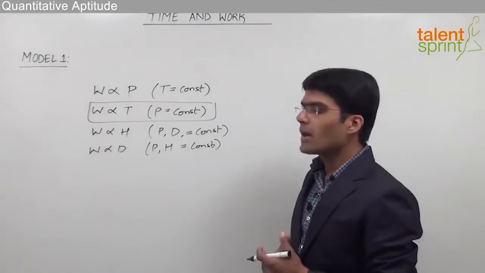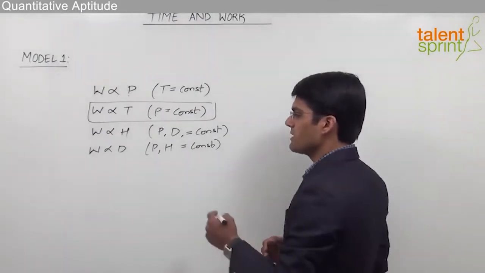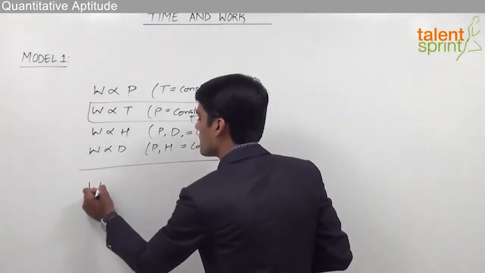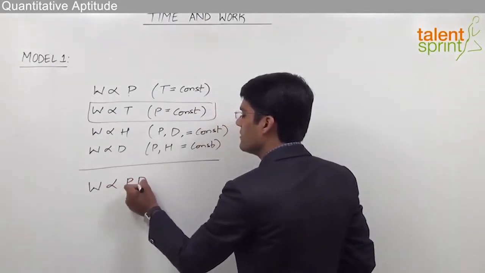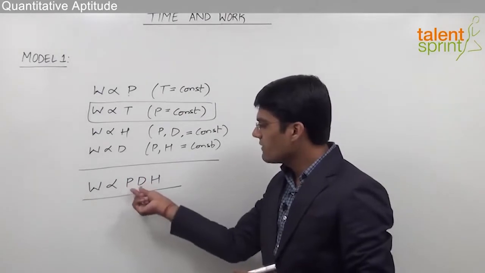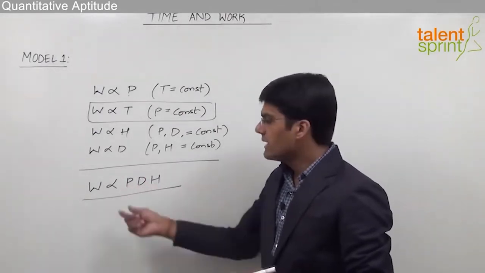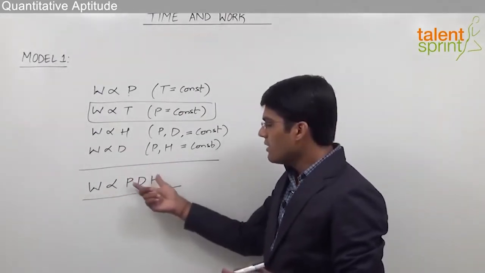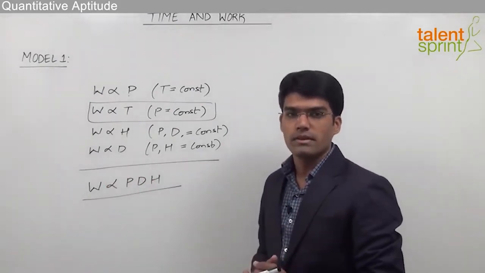And when all these three are varying, we can have a combined relationship, that is nothing but work should be proportional to number of persons into number of days into number of hours per day. So as and when any of these three parameters increases, then the work done will increase. And when any of these three decreases, the work done will also decrease.